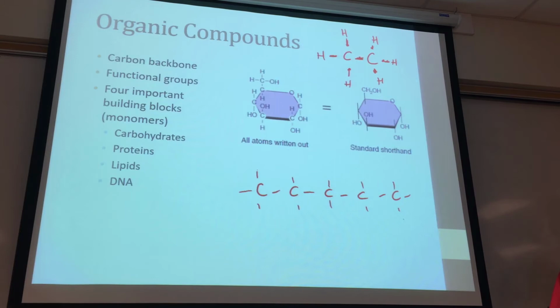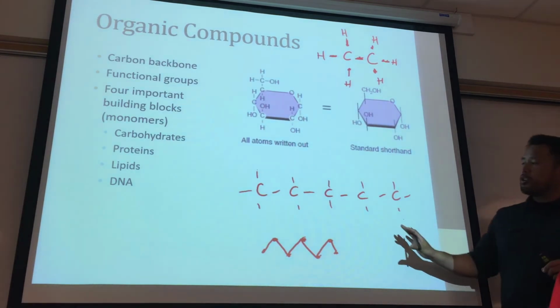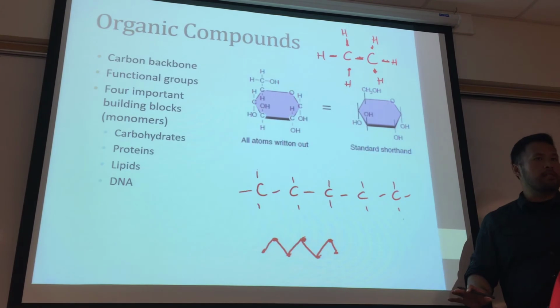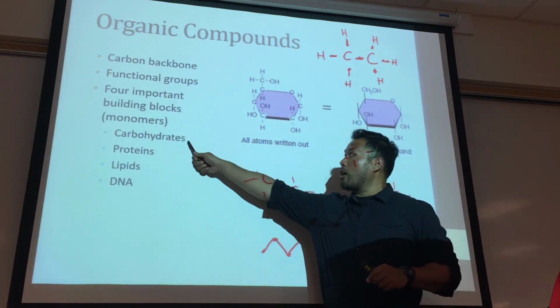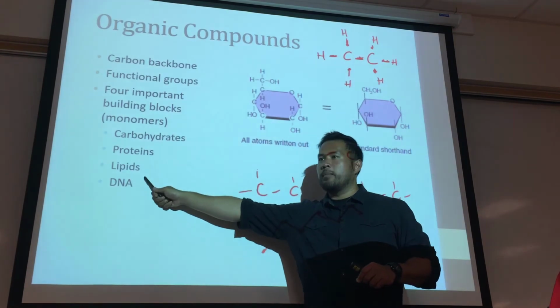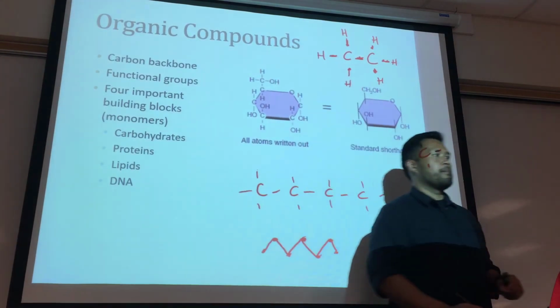Another way of drawing it, if you remember from chemistry, is that you can draw these zigzag lines. You guys remember these? And each of these points right here are carbon atoms. So this serves as the foundation for huge molecules that we can create. And the 4 main organic compounds that we'll be looking at are carbohydrates, proteins, lipids, and DNA.